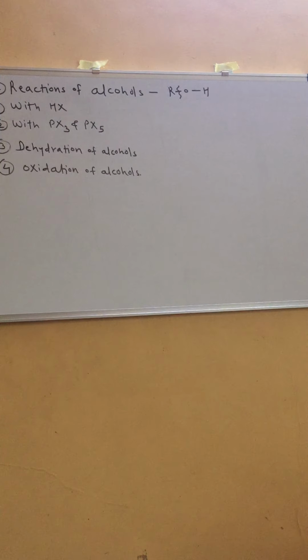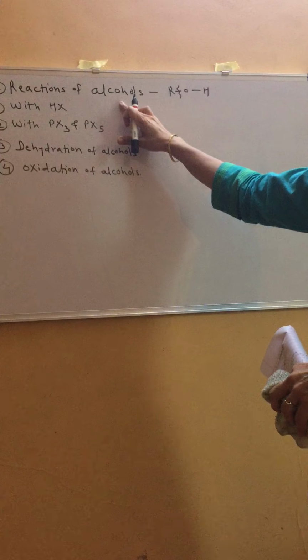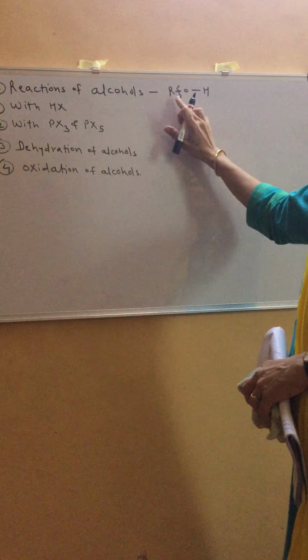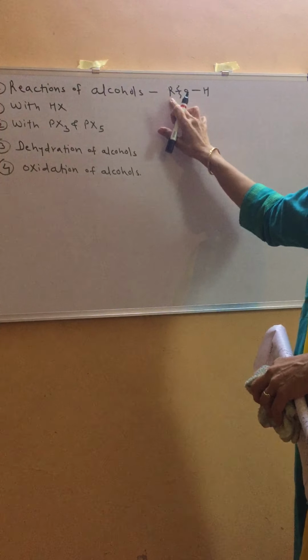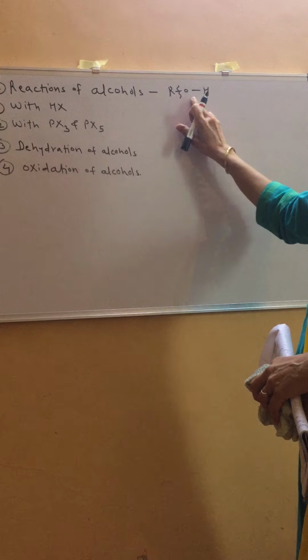Now we will start with reactions of alcohols of C-O type, in which the bond between carbon and oxygen is going to break. ROH is the general formula of alcohols, and we are going to see all the reactions in which the bond between carbon and oxygen is going to break. So which reactions are we going to see? Under that, first of all, we are going to see the reaction with hydrogen halide, HX.